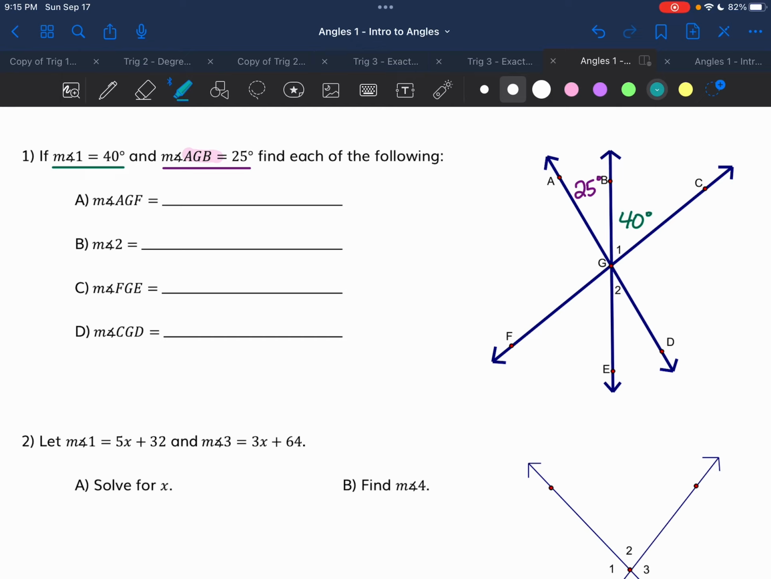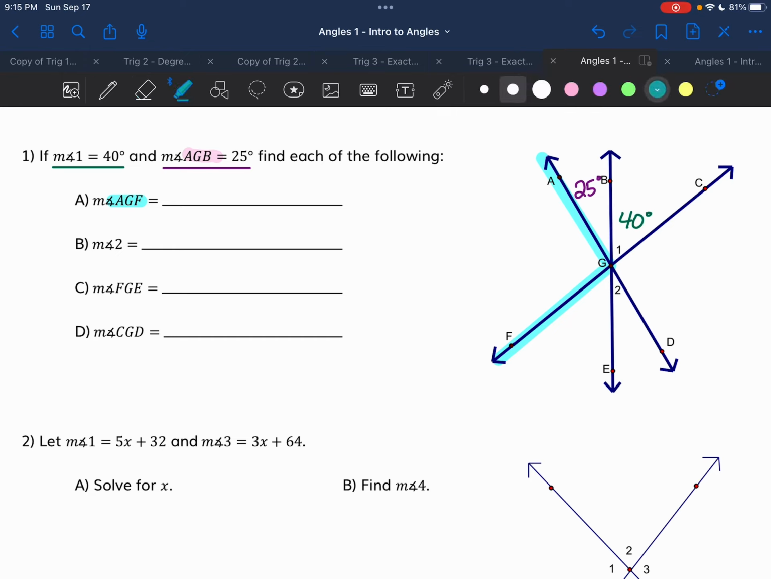Now, my next question asks me about angle AGF. Again, if you're still getting used to it, connect the dots. You can see where that angle is that I've highlighted. That's the thing we're asked to find here. And here's where that idea of a straight line being 180 degrees is going to be so useful to us.